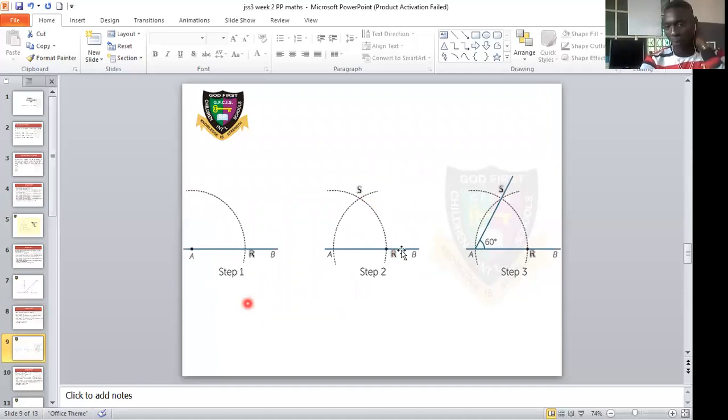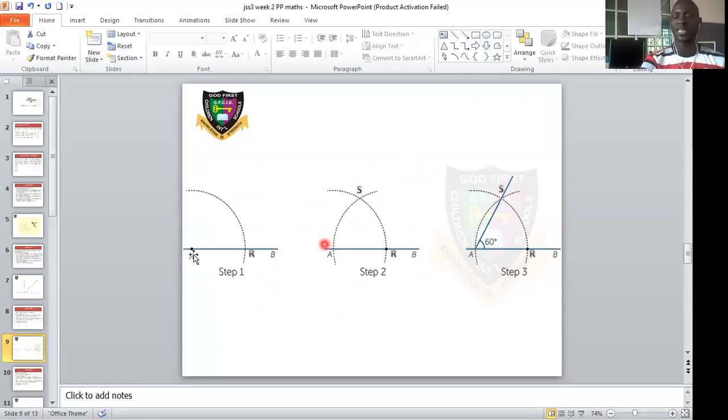So we place the point of the compass here and draw an arc. This is the arc from here. You draw it like this, that cuts through the arc AB. This arc here cuts through. So this point of intersection, you label it X. First, remember, draw a line AB.